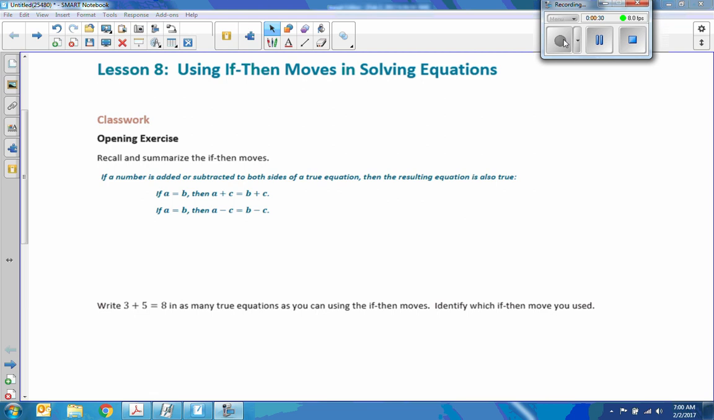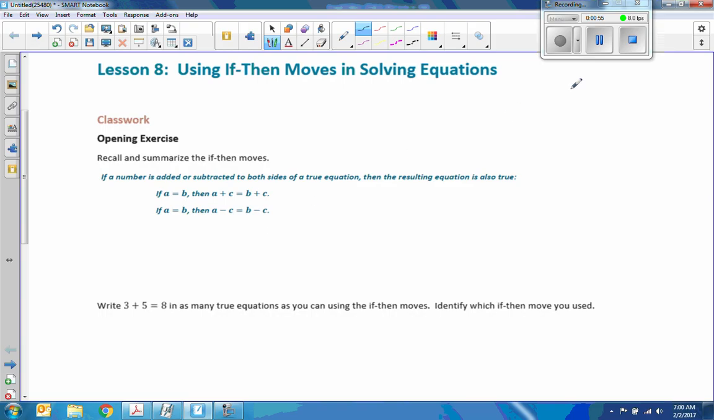If a number is added or subtracted to both sides of a true equation, then the resulting equation is also true. Okay, so it says if A equals B, then A plus C equals B plus C. And if A equals B, then A minus C equals B minus C.